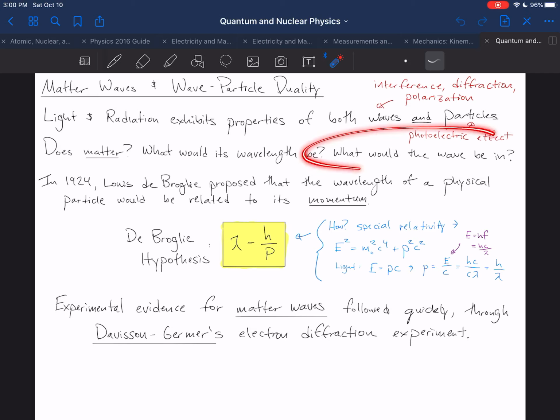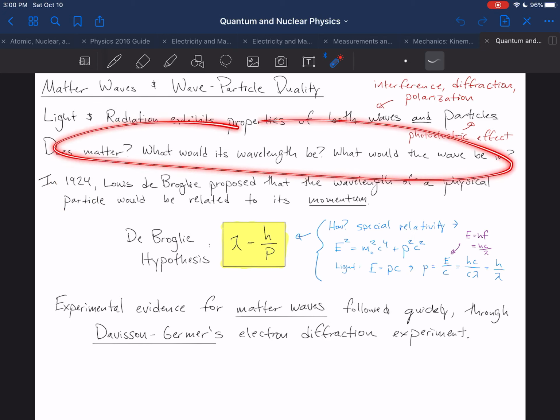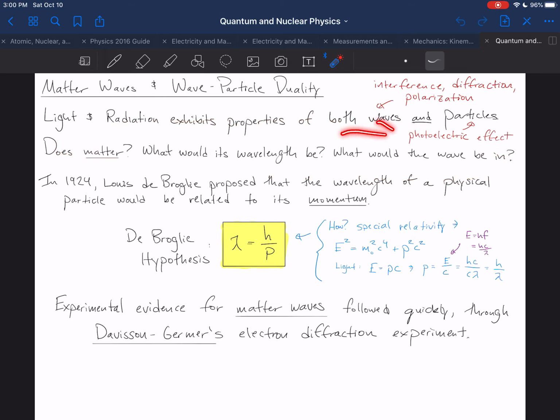And then what would the wave be in? If we're talking about particles having waviness, what is the wavelength and what is the wave in? These are very good questions, but we're going to begin this here, and the answer to these questions is really, together with the photoelectric effect, the foundation of the quantum revolution. So we're really going to reconceptualize basically all of what we understand about fundamental physics here.